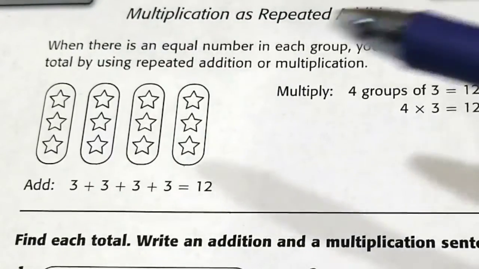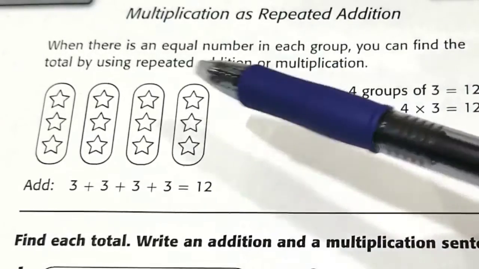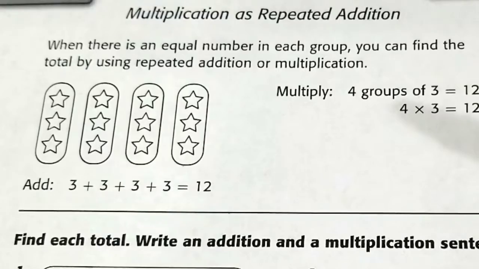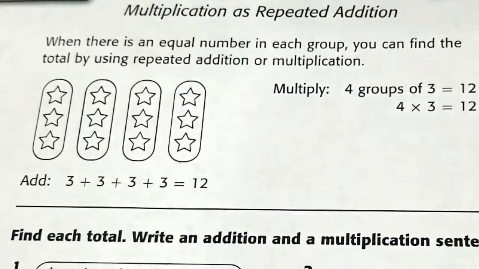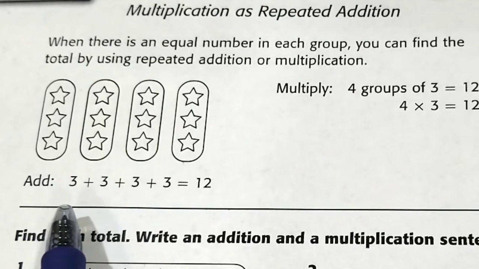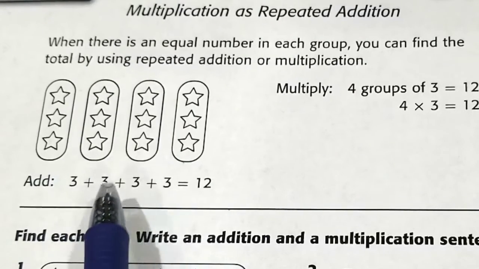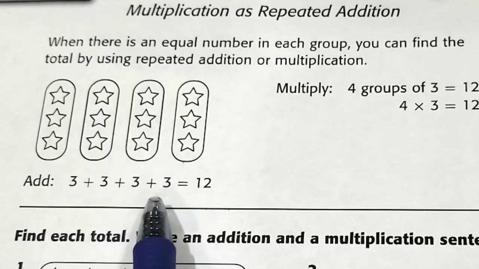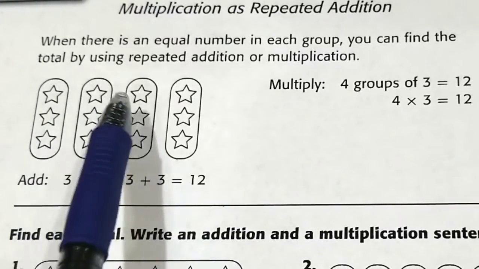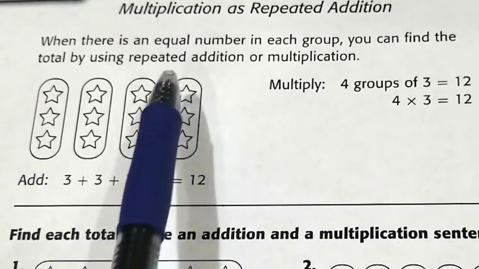So for example, we have here 4 groups: 1, 2, 3, 4. And in each group, there are 3 stars. So we can do repeated addition. This group has 3 stars, plus 3, plus 3, plus 3, for a total of 12. 1, 2, 3, 4, 5, 6, 7, 8, 9, 10, 11, 12.